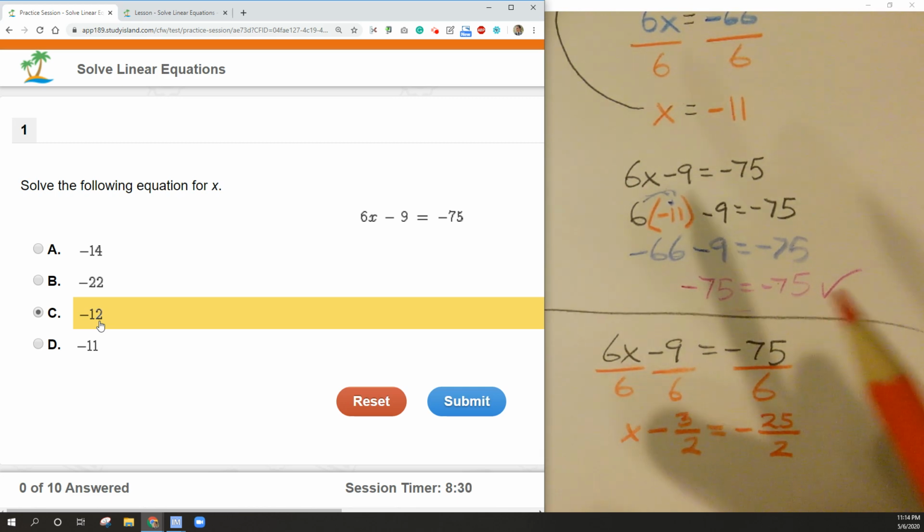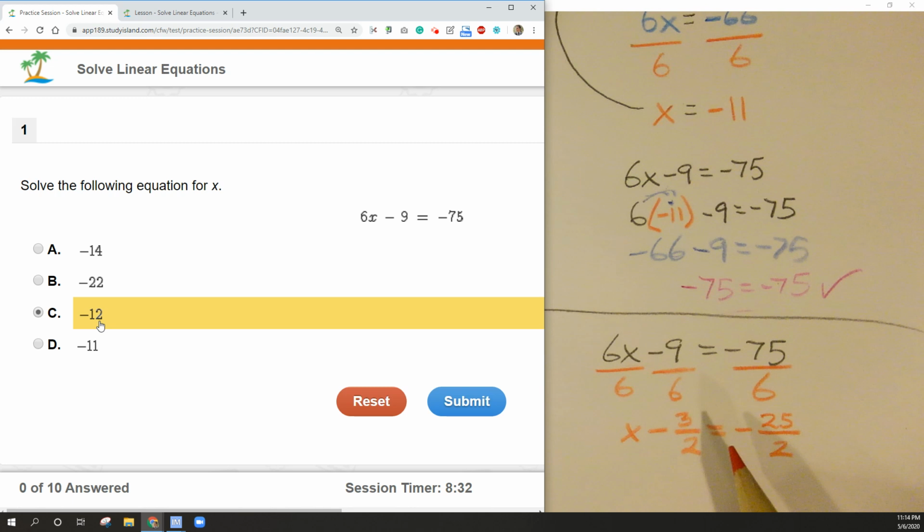No. So doing it the other way helps not get fractions. Now, had you noticed that both this term and this term both divide by 6?